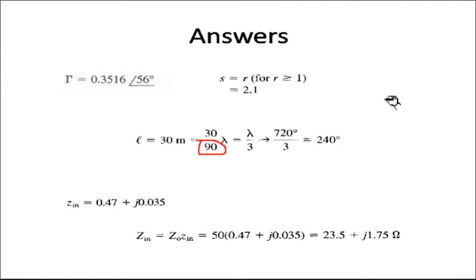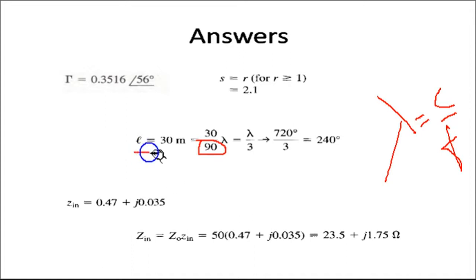See, we already know lambda equals c by f, but c here is given as 0.6c, where c is the velocity of light in free space. So 0.6c means 0.6 into 3 into 10 raised to 8. You can do these calculations on your calculator. 0.6 into 3 into 10 raised to 8 meters per second divided by 2 megahertz, 2 into 10 raised to 6, you will get 90 meters as the answer. So lambda is 90 meters.